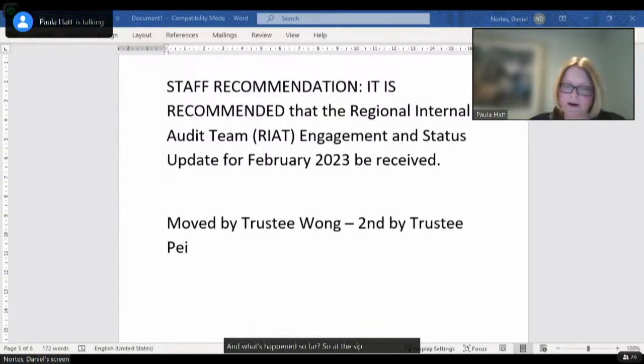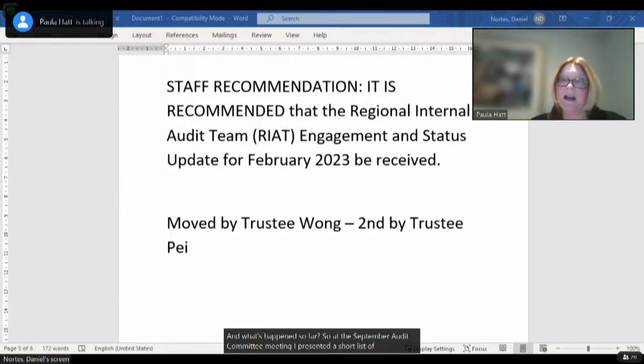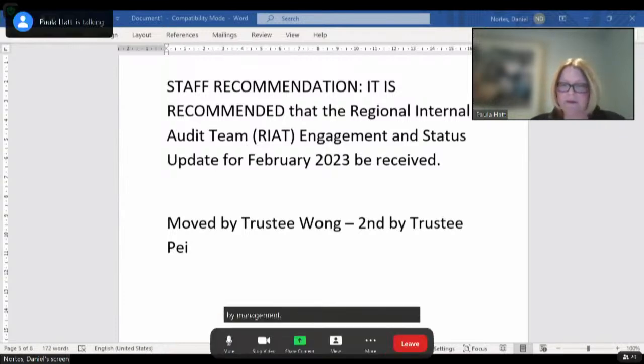So at the September Audit Committee meeting, I presented a short list of 7 engagements that were selected to address risks from the board's risk register that captures key risks for TDSB that have been identified and assessed by management. The process used to select these engagements and the factors that we looked at have been outlined in the report. Now, the audit committee did request that we obtain feedback from 2 other trustee committees on which of these risks to address and engagements to include in the plan.